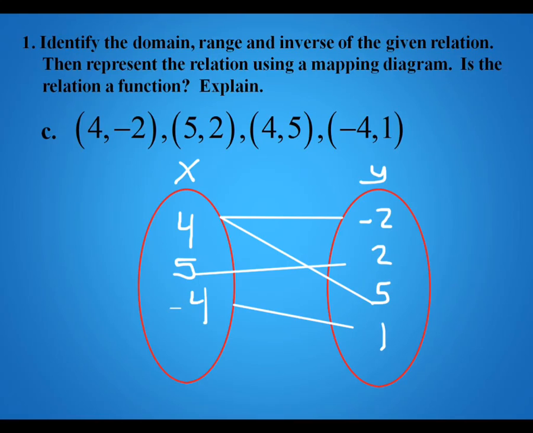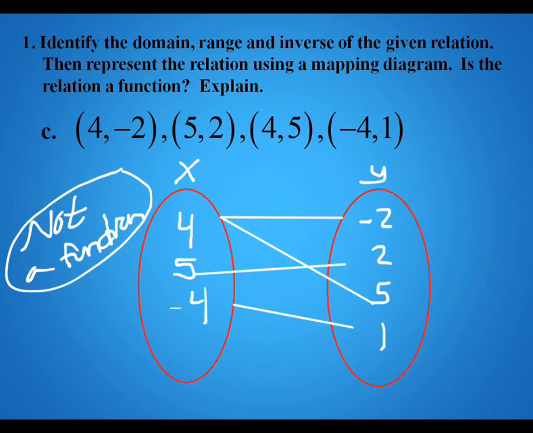No, this one is not a function because of this right here. This x value has two different outputs. One output is -2, one output is 5. So this would be not a function because of that. Okay. Again, that's how the mapping helps us. It's pretty easy to see from the mapping this isn't a function because an x goes to two different y's. Yes, question?